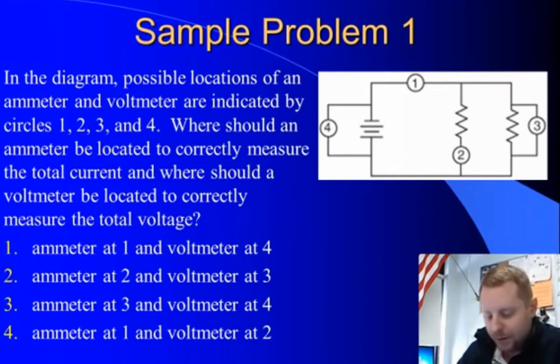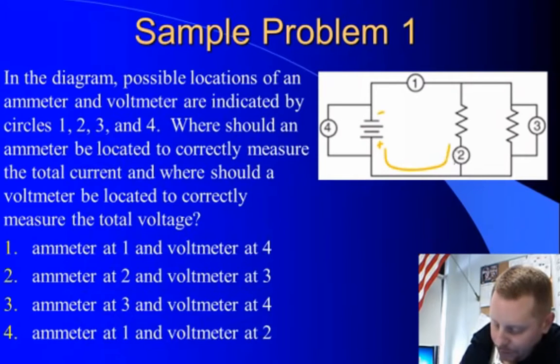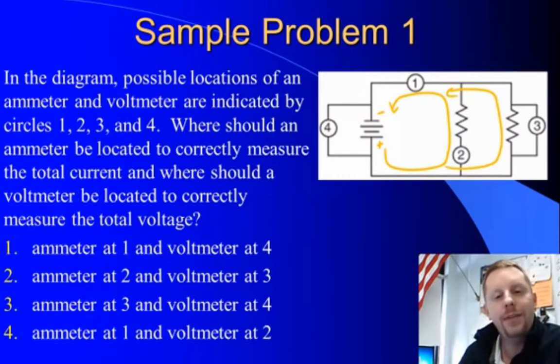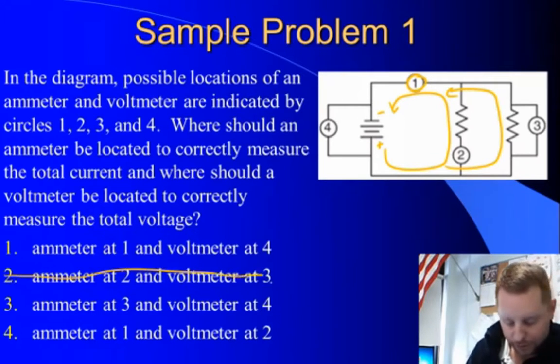Well, in this case, if we want to measure the total current, let's take a look. We have a positive and negative on our battery there. And if we want to measure the total current, we realize that we have current flowing and current flowing through this loop and back. So if we want the total current, we need to put the ammeter in line with the portion of the circuit where all of the current flows. That looks like our only choice there is 1. So our ammeter must be located at 1. We can get rid of choices 2 and 3.